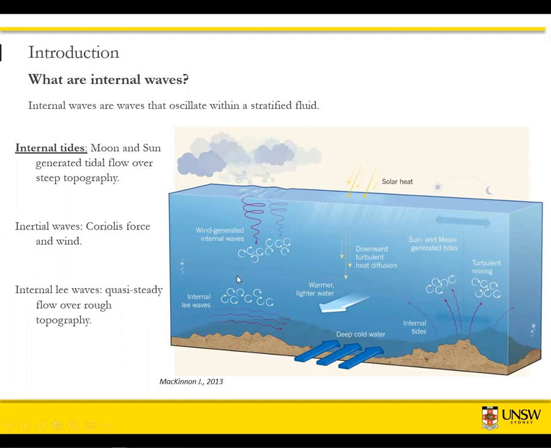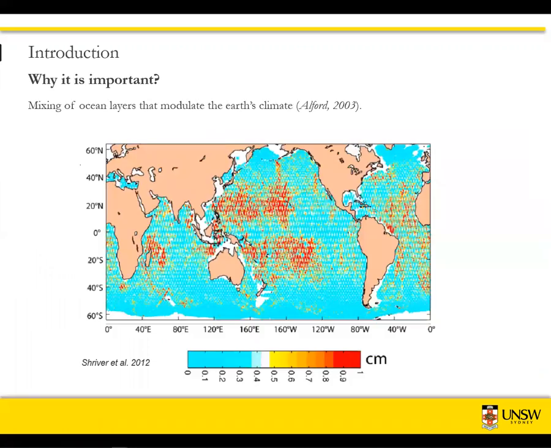generation of the internal waves. The first one is the focus of this research. It is the internal tides, which is caused by the tidal flow over steep topography. The second mechanism is the inertial wave, which is caused by the Coriolis and wind force. It's the combination of both. And the third one is internal lee waves. It's caused by the quasi-steady flow over rough topography. In our research, as I said, we're going to focus on the internal tides.